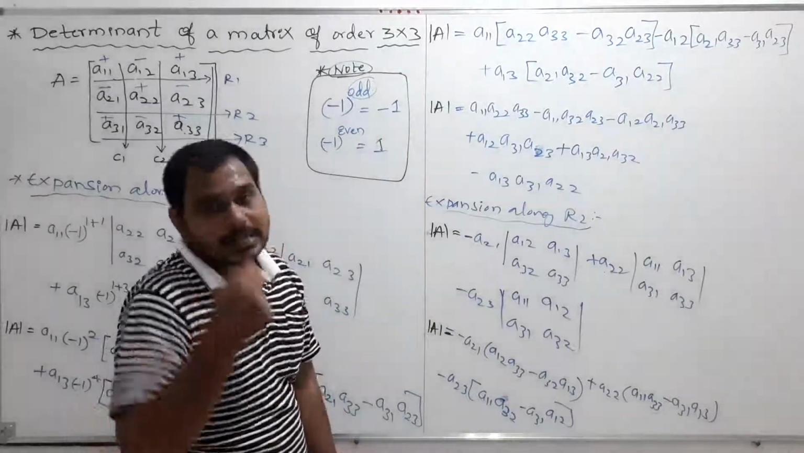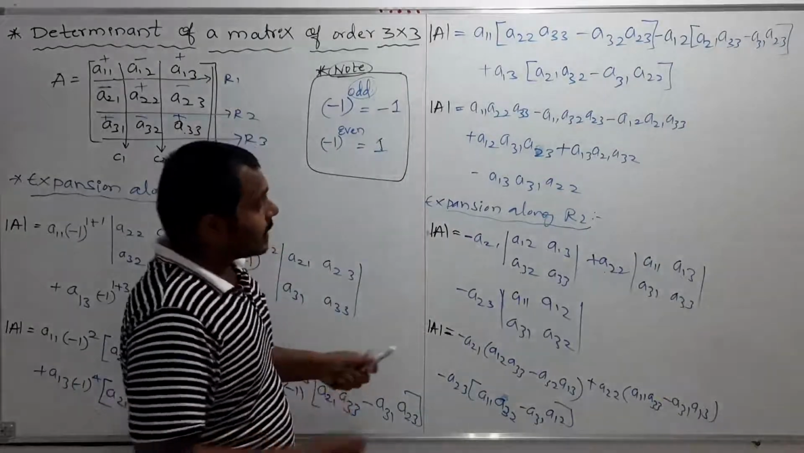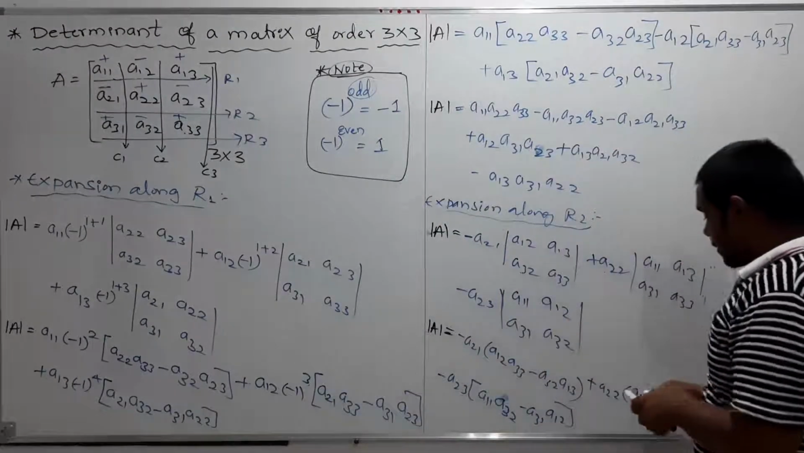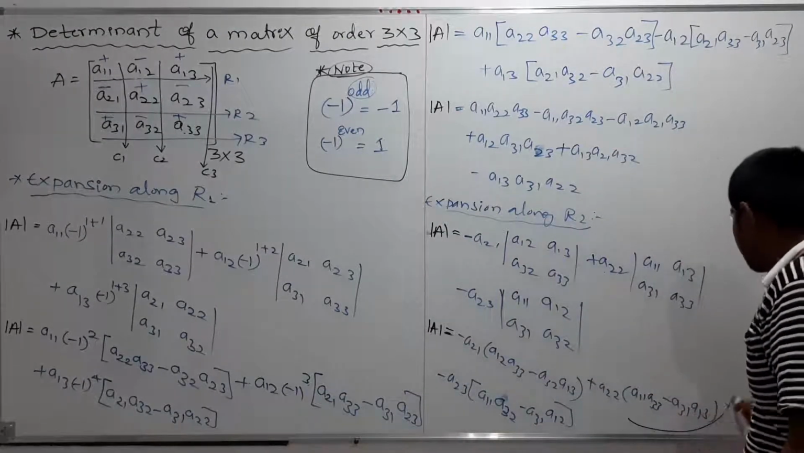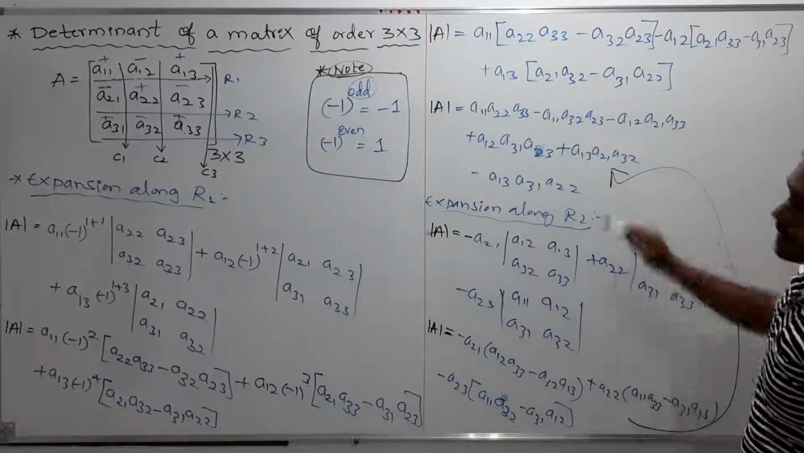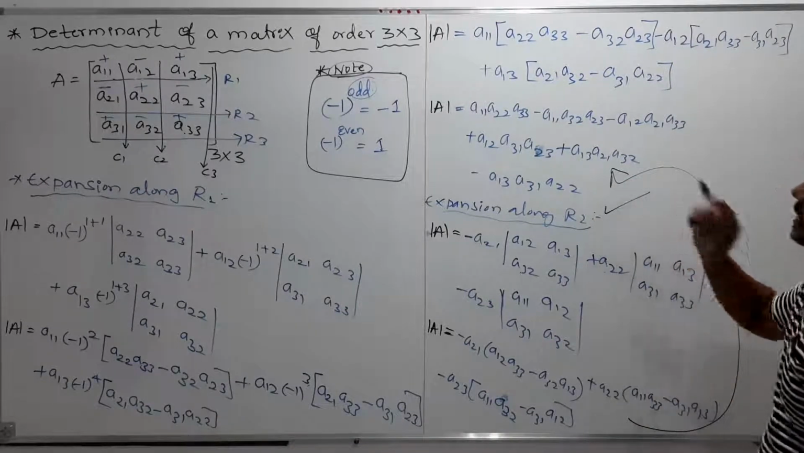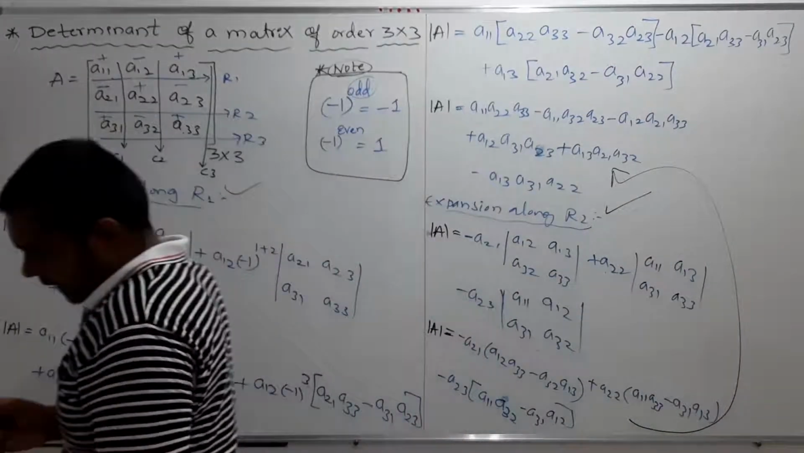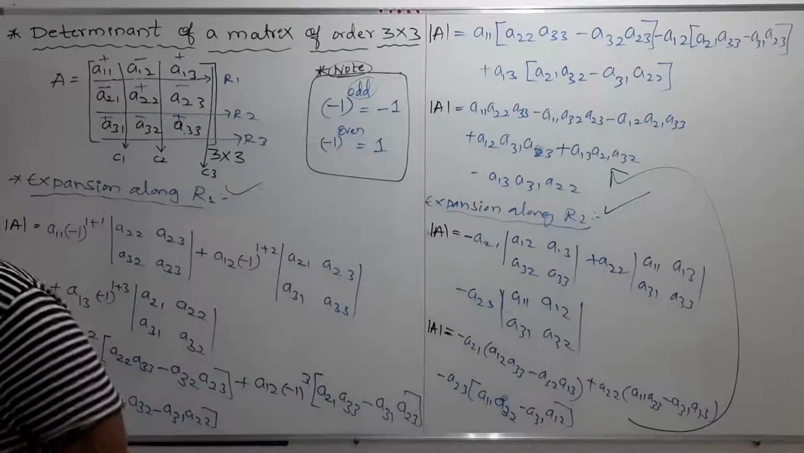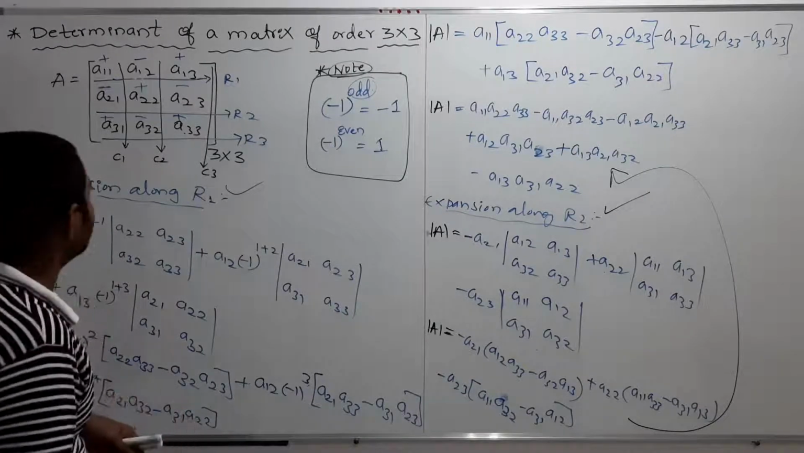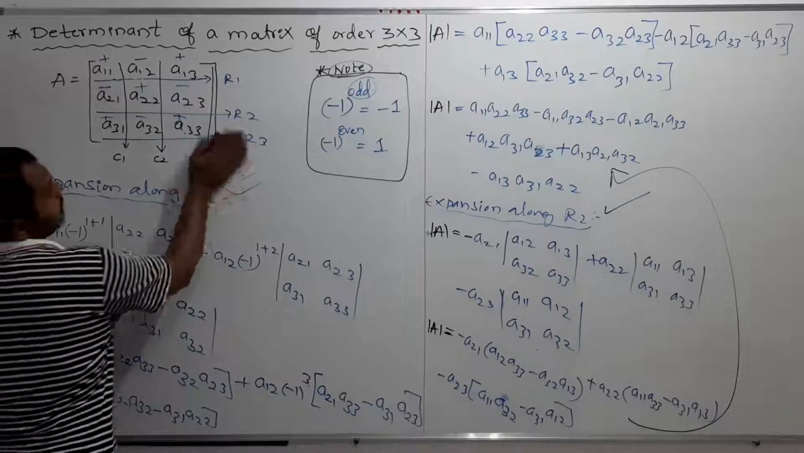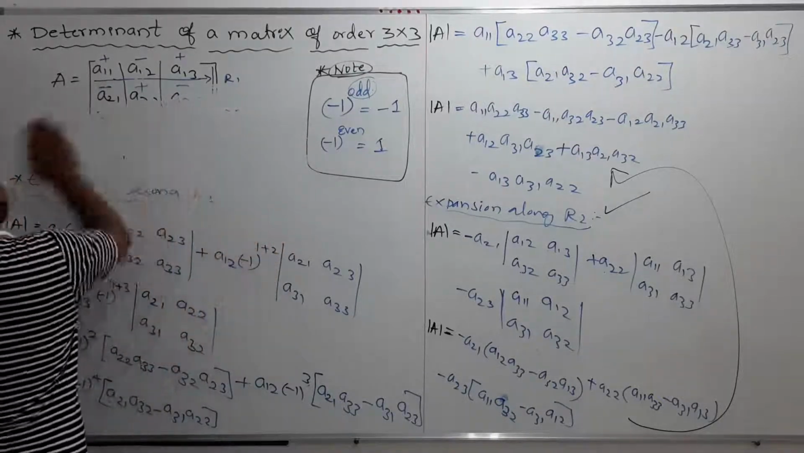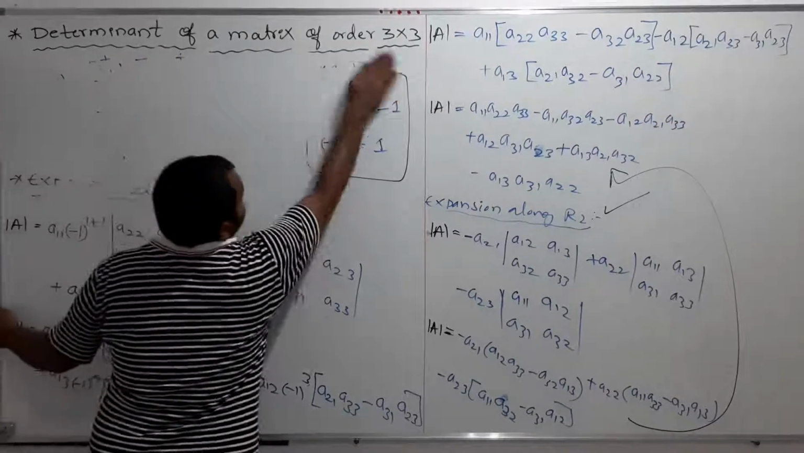So that's why I am telling you that whether you expand along row 2, row 3, whatever, you will finally get the same answer. If you solve further, again you will get the same answer. So either you can expand along row 2 or you can expand along row 1. Clear? So now I will take one example, my students, then you can easily understand. So like this you should calculate for a matrix of order 3 cross 3.